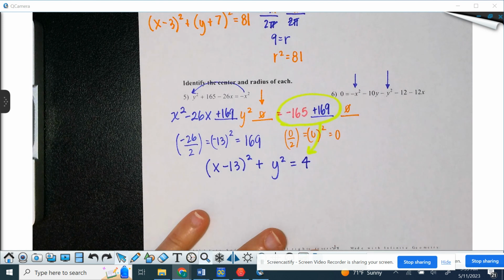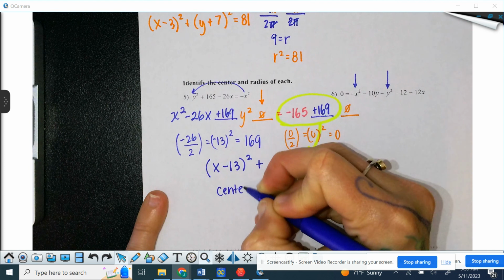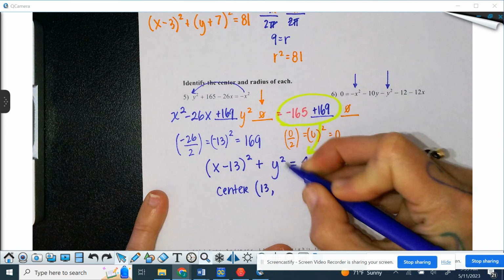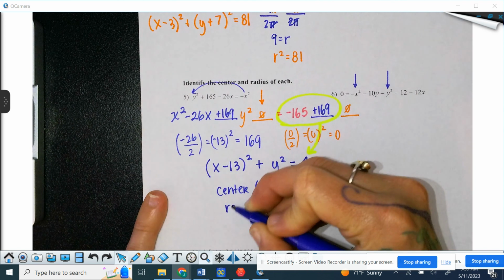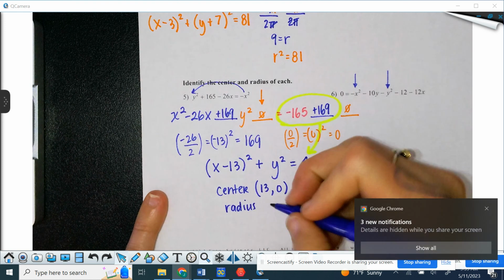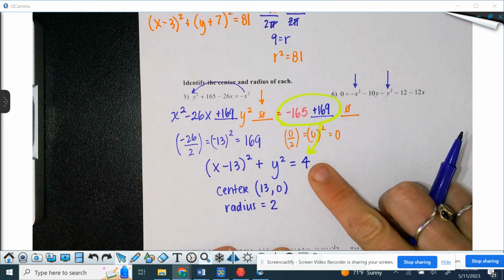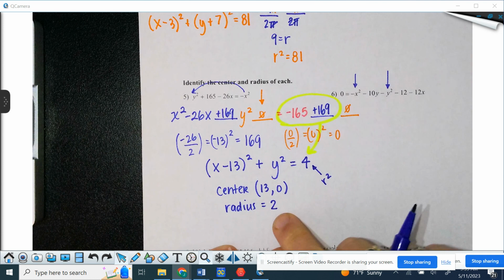Your center is going to be positive 13, because remember it's x minus h, and 0 for our y value because there's nothing there. And then our radius is the square root of 4, so that's going to be 2. Square root of whatever, because this is radius squared, and to undo squaring something, you're going to find the square root. And that's where the 2 comes from.